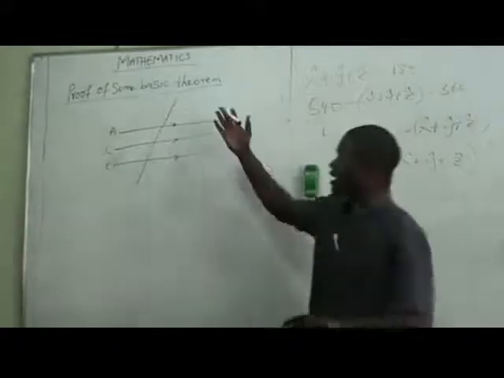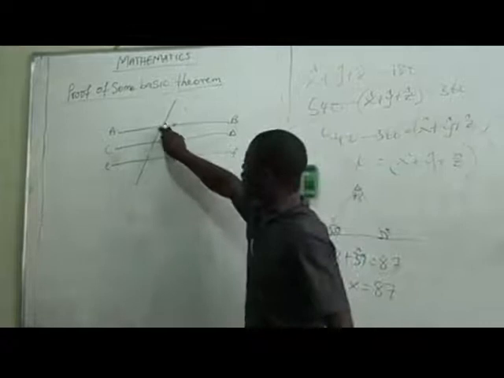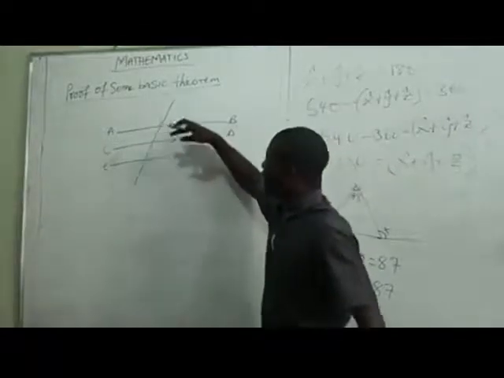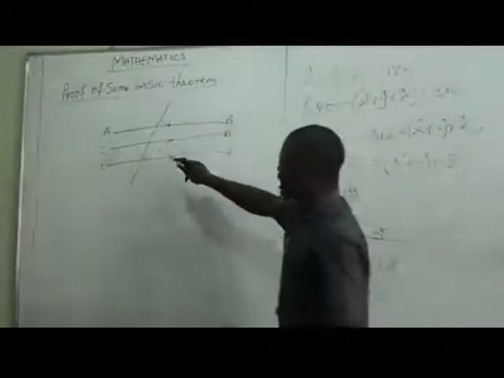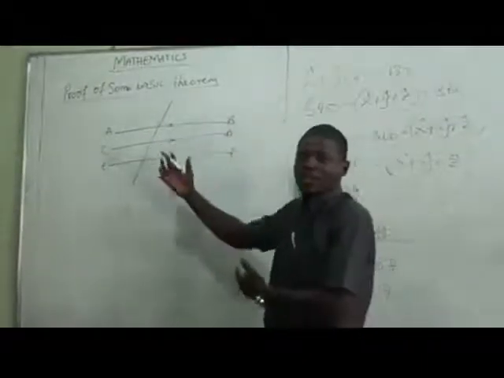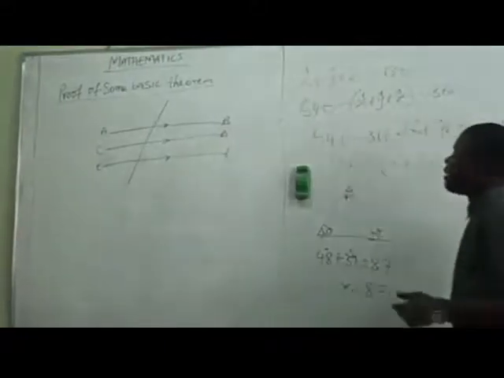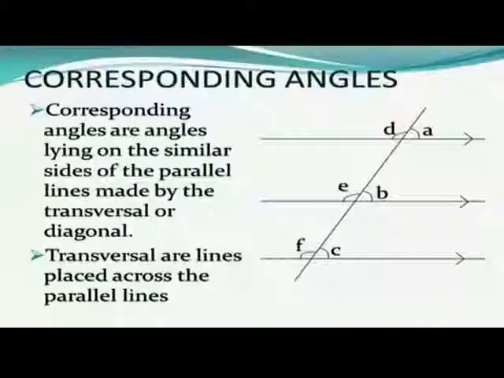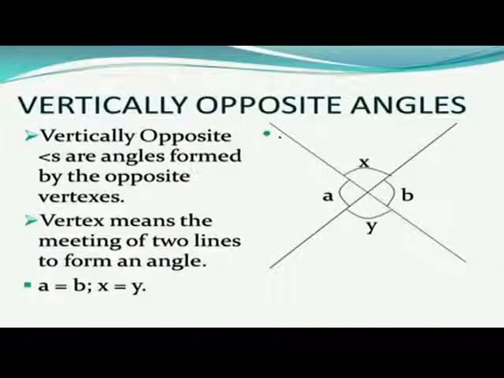Placed across the parallel lines, it will form angles. Therefore, there will be an angle here and also an angle here, at any point where they intersect, depending on the one you are told to find. Now let us move towards some of the angle types in parallel lines. We have corresponding angles, we have alternate angles, and we have vertically opposite angles.